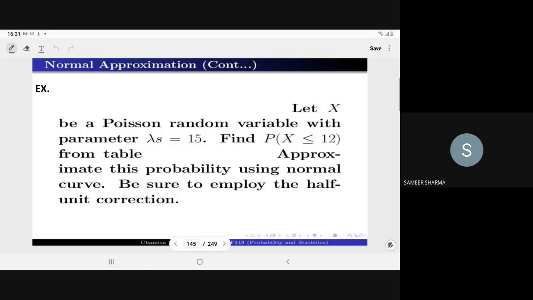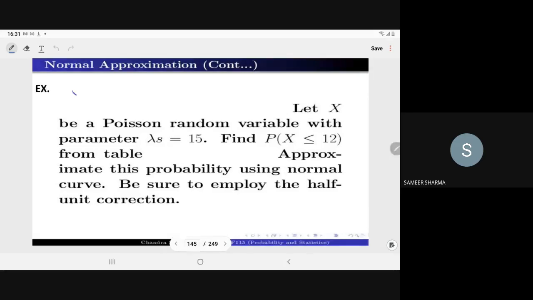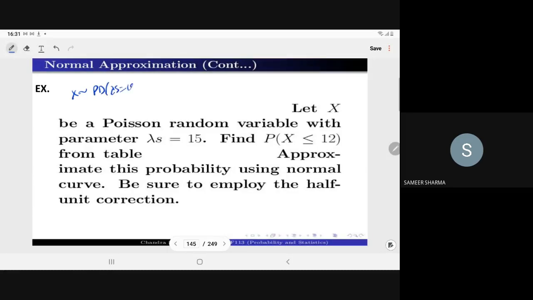Now let x be a Poisson random variable with parameter lambda s equal to 15. It means mu is equal to 15 and sigma square is also 15. Find the value of x less than or equal to 12 from the table of the Poisson distribution, means from the appendix A2. Approximate this probability using the normal curve. Be sure to employ the half unit correction.